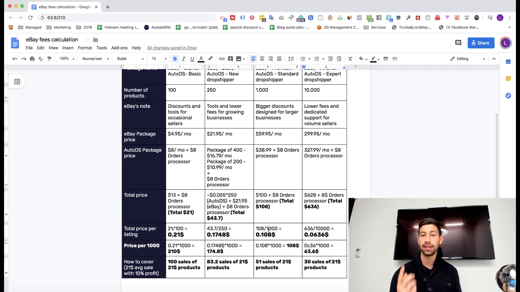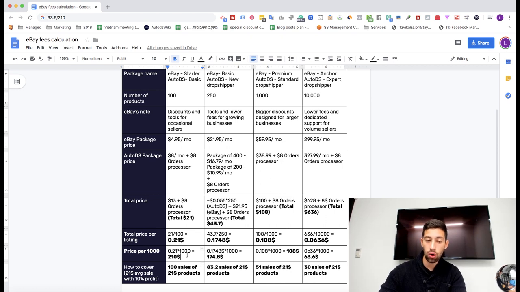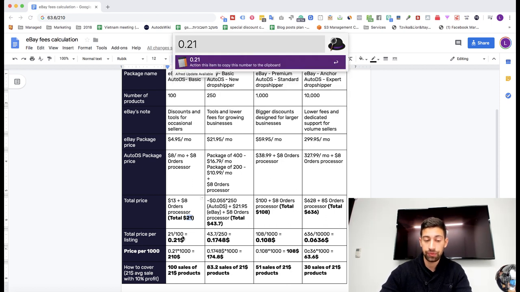Let's see how many sales we need in any of these stores to cover our fees to eBay and AutoDS. So the fees here, as we said, for 1000 products will be $210. How do I calculate this? I'm using this eBay package and AutoDS package. So if I take the $8 for AutoDS plus $5 eBay subscription plus $8 for the orders processor, it will be a total of $21. So the price per listing is $0.21, and the price of 1000 listings will be $210. How many sales do we need?